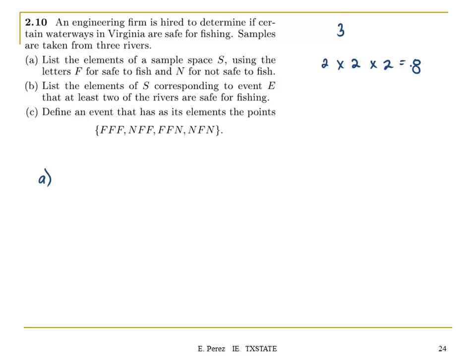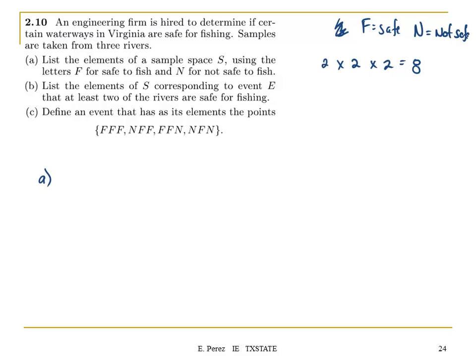Those are 8 outcomes, because the first river can be safe. So again, F safe and N not safe. The first river can be safe or not safe, 2 outcomes. The second river can be safe or not safe, 2 outcomes. The third river can be safe or not safe, 2 outcomes. So 2 times 2 times 2, our sample space needs to have 8 outcomes.